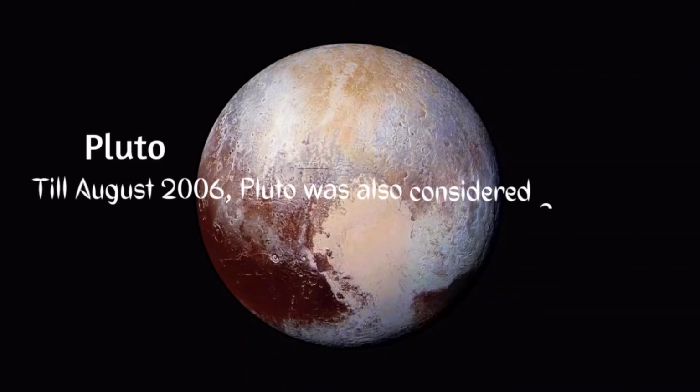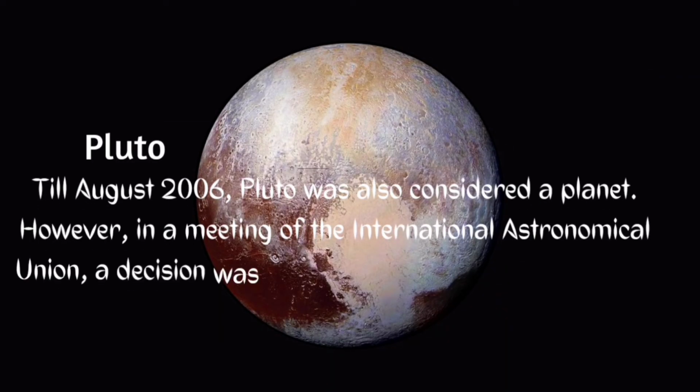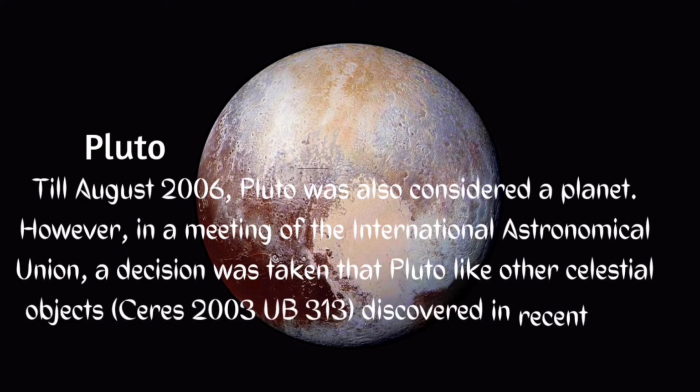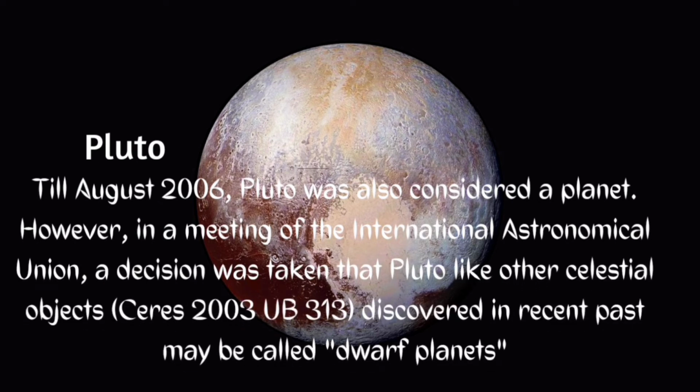Now, what about Pluto? You might have heard about Pluto. Till August 2006, Pluto was also considered a planet. However, in a meeting of the International Astronomical Union, a decision was taken that Pluto, like other celestial objects discovered in the recent past, may be called a dwarf planet. So, Pluto is no longer a planet now.